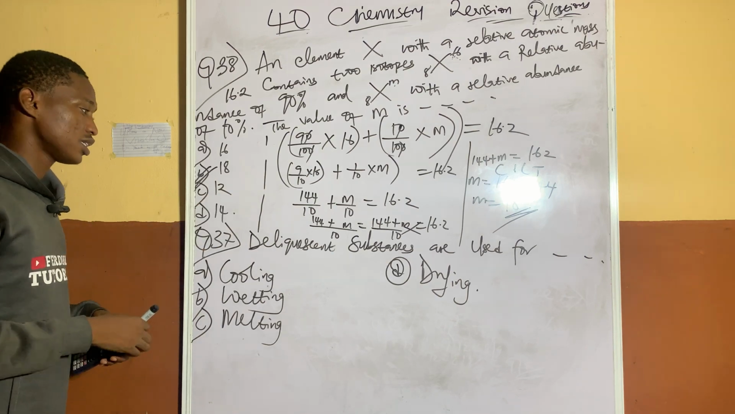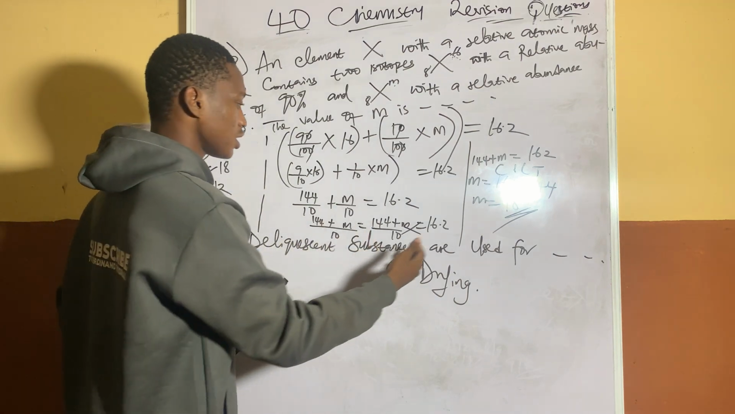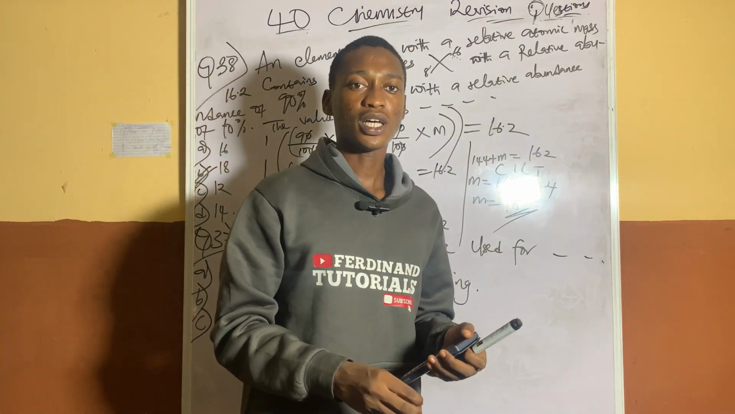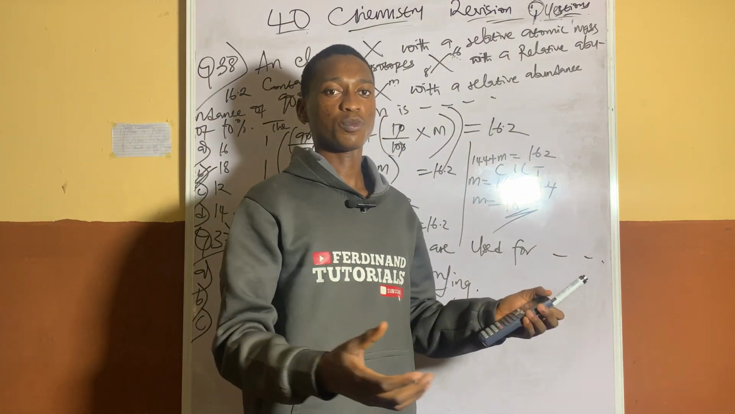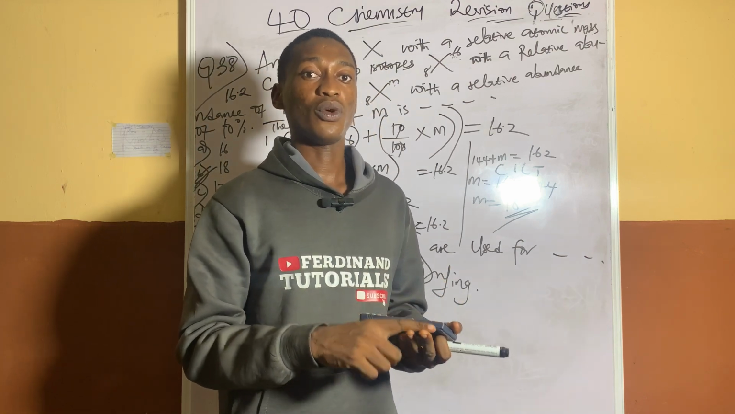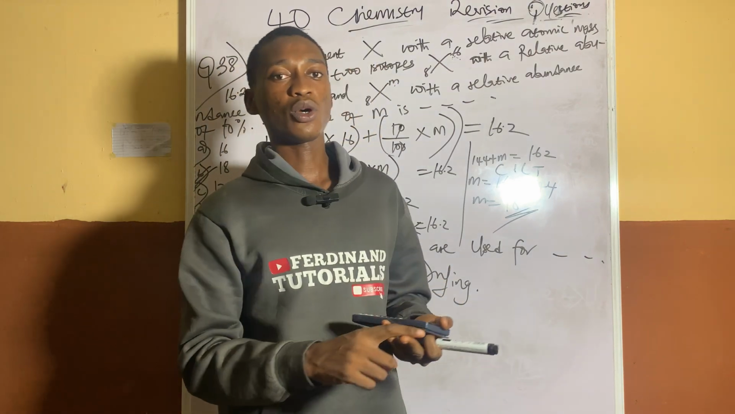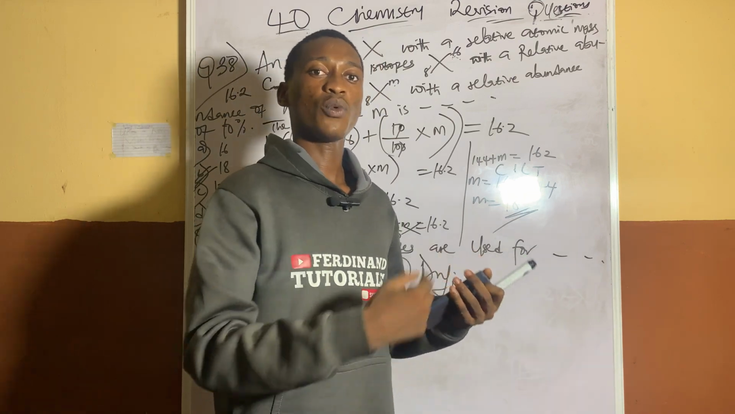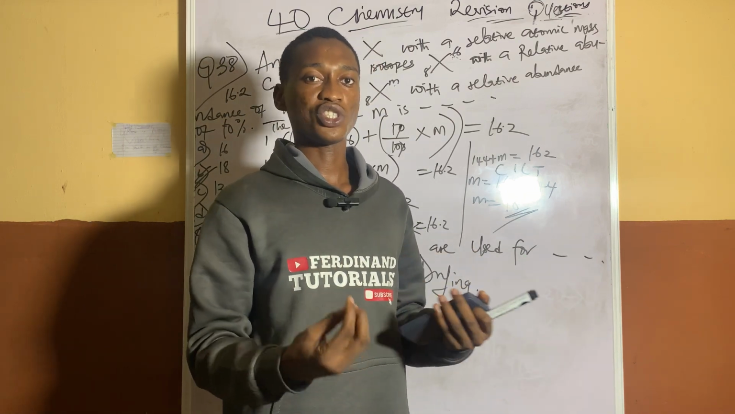Good. Now question 37. It says, the deliquescent substances are used for. When we're talking about the deliquescent substances, they are substances that absorb water when we expose them to the atmosphere. We have what we call efflorescence, we have hygroscopic, and we have deliquescent. The deliquescent and hygroscopic are synonymous, where one, when it absorbs water, forms a solution. The other, when it absorbs water, forms what? A moist or sticky substance.